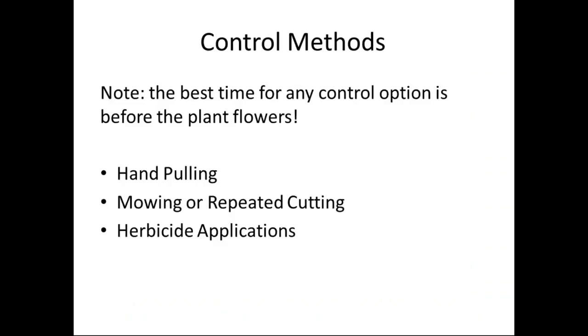Now here we have control, and the best time for any control option is before a plant flowers. I want to go over some of these methods: hand pulling, mowing or repeated cutting, herbicide applications, and one thing that's not on here, but I'll mention it, is buckthorn baggies. Some of you listening tonight may know of them. I was tipped off to these black bags that have a pretty good duration period in sun by not breaking down, to put over a cut stump and starve it of light. So we'll talk about that in a minute.